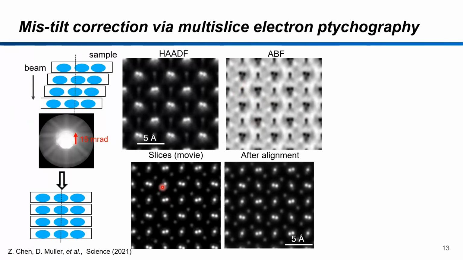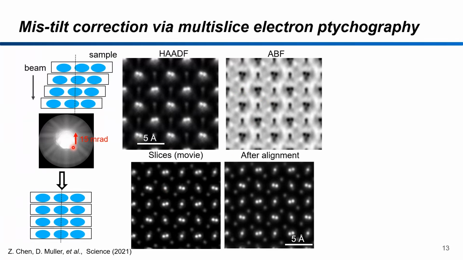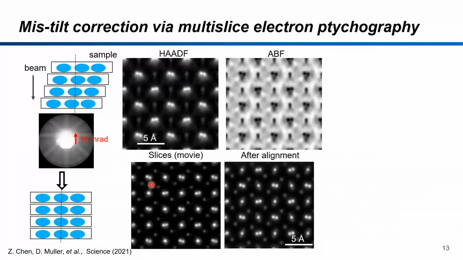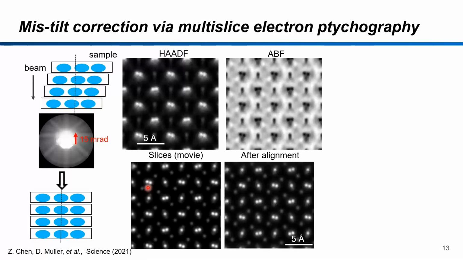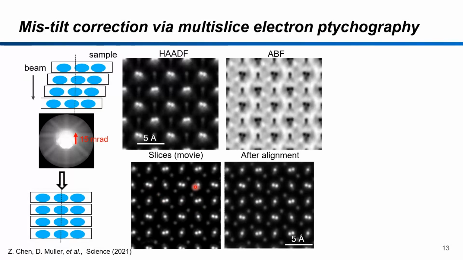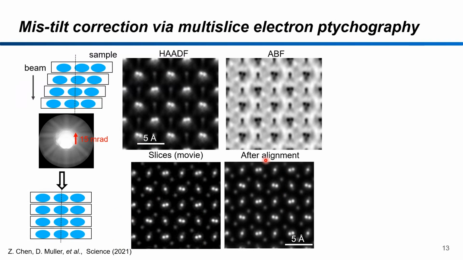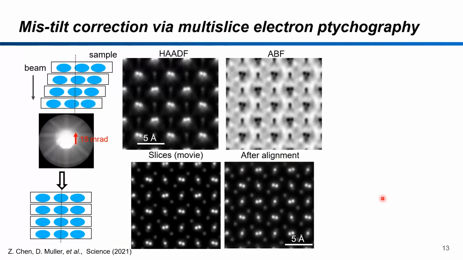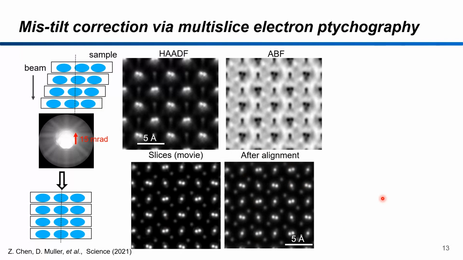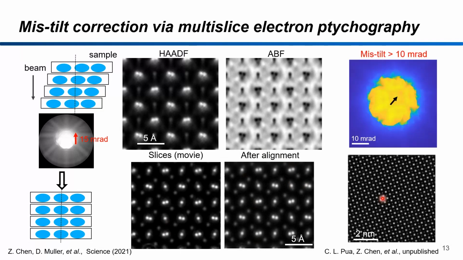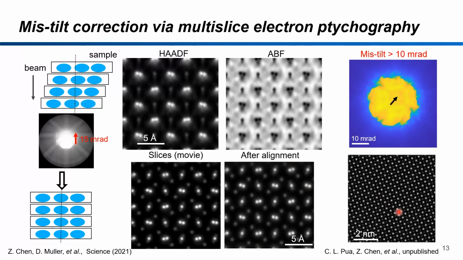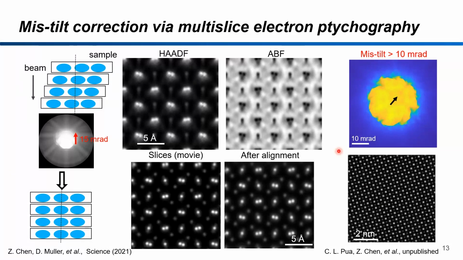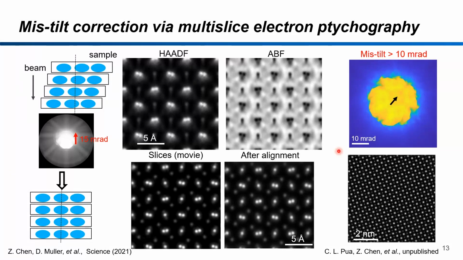But for ptychography, we actually reconstruct the structure layer by layer. You can see in the movie showing the phase of different slices from the top to the bottom surface of the sample. And after doing some simple post-alignment, we can get a good projected image. I will also demonstrate this capability using experimental data with more than 10 milliradians of mistilt.